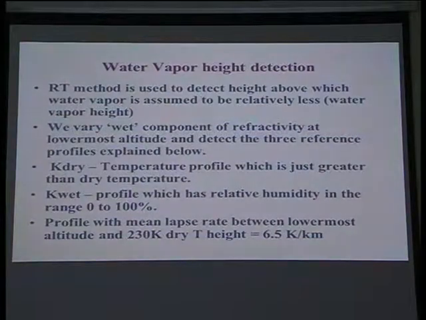Then the K wet profile, which has relative humidity in the range 0 to 100%, which I call the valid range, and I denote it as K wet. And the profile with a mean lapse rate between the lowermost altitude and 230 Kelvin dry temperature height of 6.5 Kelvin per kilometer, which is generally the average lapse rate observed in the tropics.